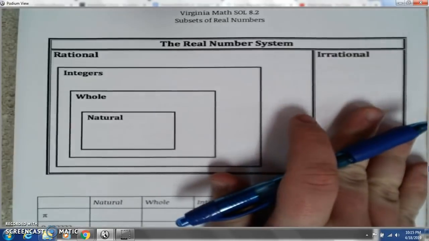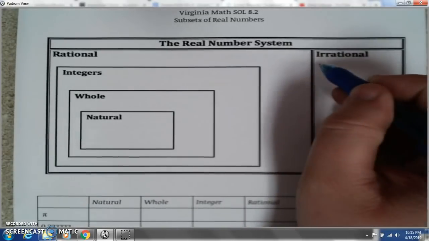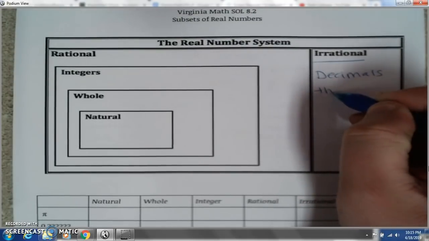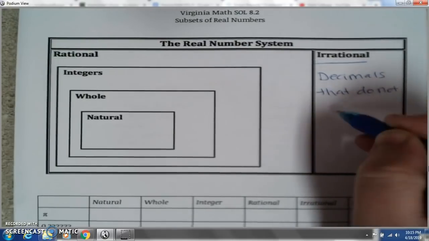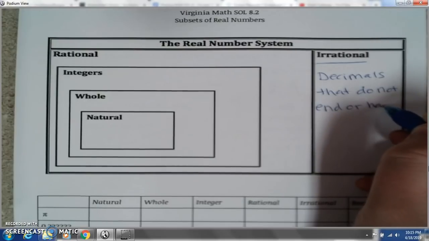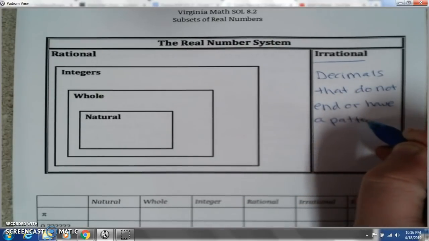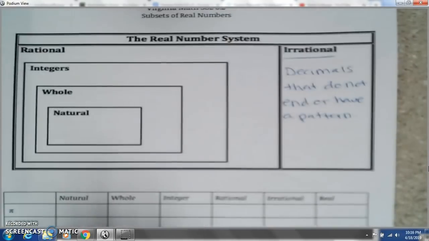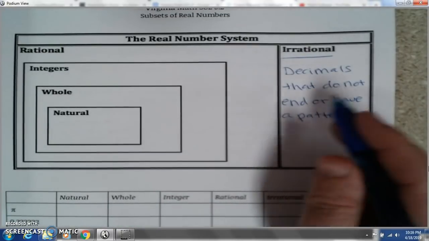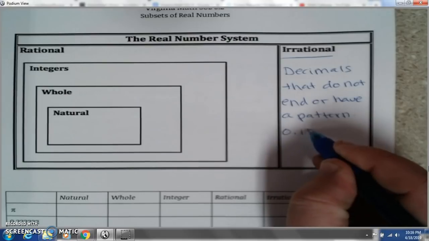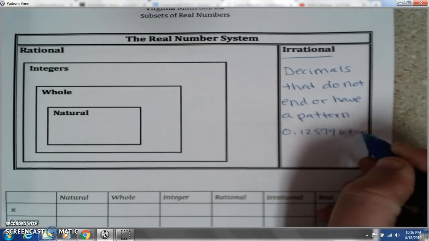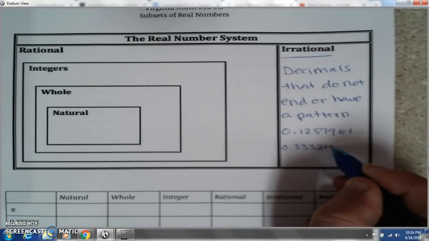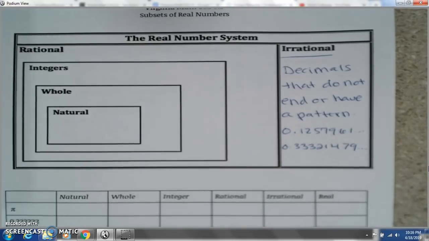So one category of numbers are called irrational numbers. Those are decimals that do not end or have a pattern. So if somebody's irrational, they're over the top, like off edge, like you can't really predict their behavior. So likewise, numbers are not predictable, like 0.12579661. What's the next number? I have no idea. Or 0.3332149. I don't know what the next number is.